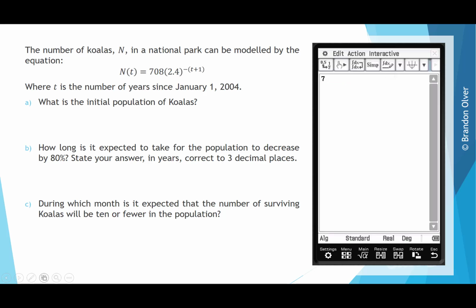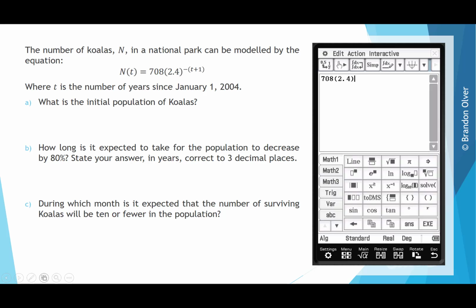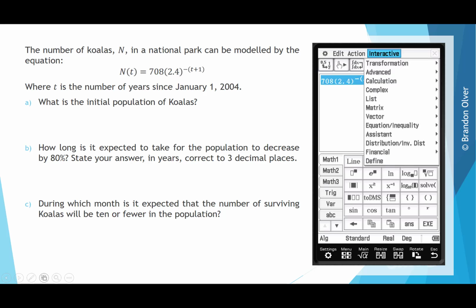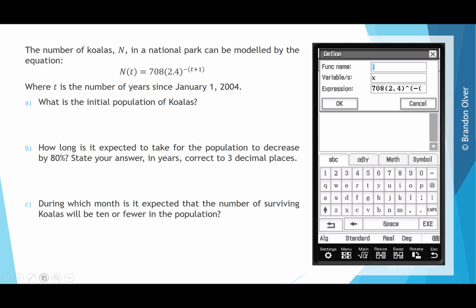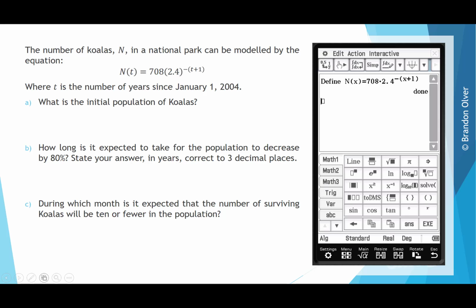So our function is 708 multiplied by 2.4 all to the power of negative x plus 1 for the calculator input. And if we highlight that and go interactive define, we can define that using the ABC keyboard as capital N as the name of x, and now we'll be able to use this in future parts of the question.